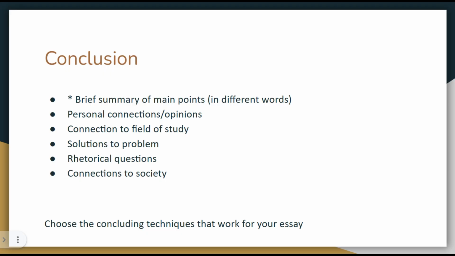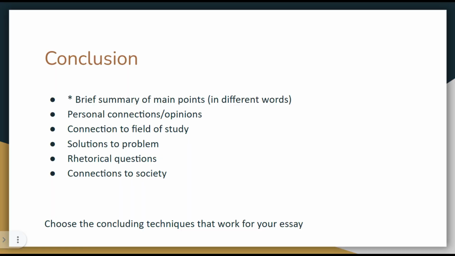Just think about the main ideas that you have mentioned and give a brief overview of those ideas in your conclusion. And here I have provided some suggestions of other things that you can do in your conclusion in addition to summarizing your paper. So you can show any personal connections or opinions that you may have. Throughout your essay, you should not have personal opinions or personal connections. You should save that for the conclusion, especially because this will be a research essay. The body of your paper should be focused on the articles that you're discussing rather than any personal reflections.